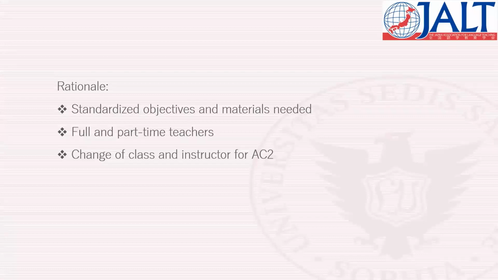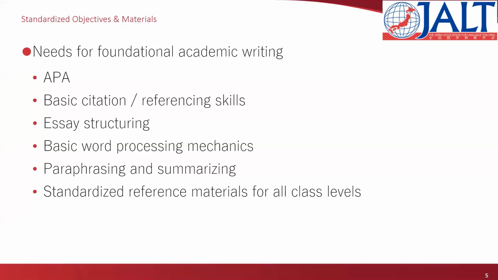So for example, maybe 70% of your students came back to your class for AC2, but 30% were from a different teacher. Those 30% may not have the same foundational skills that you taught in your first semester class, and you may end up having to reteach those skills again. So the foundational writing objectives and materials that need to be standardized include the following.